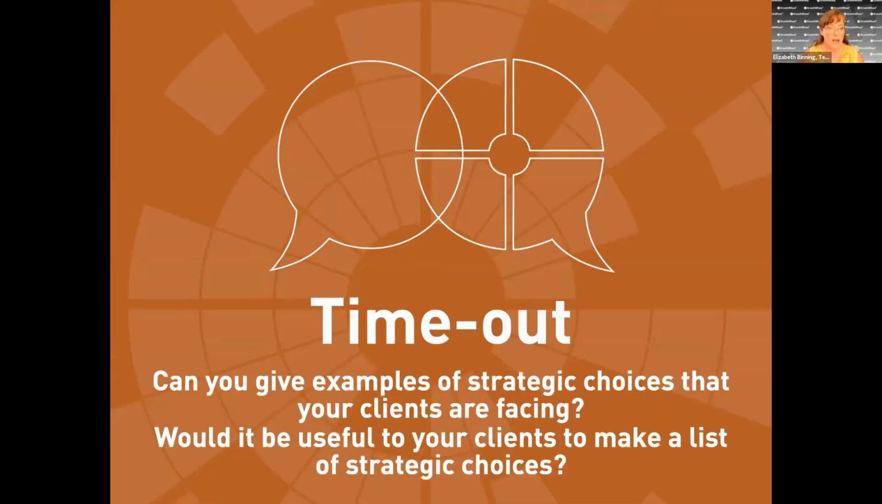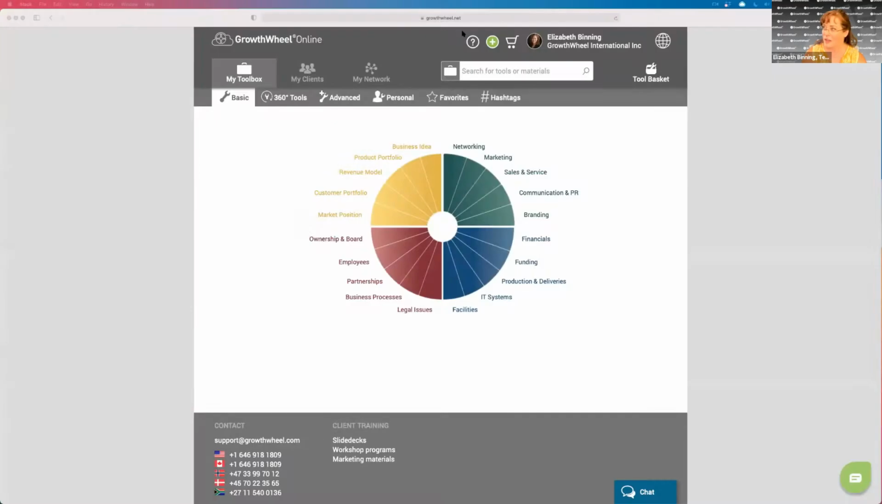So maybe we can take a little time out and just think through, are there any examples of strategic choices that your clients are facing right now? And is it useful for your clients to make a list of those? So what are they facing at this point in time? And I'm going to stop sharing so that I can see everybody and see what comments we may have.